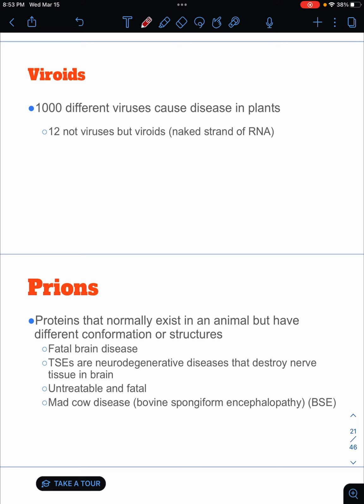It can cause fatal brain disease, like mad cow disease, neurodegenerative diseases that destroy nerve tissue and brains. These are untreatable. There's nothing you can do about it at this point.